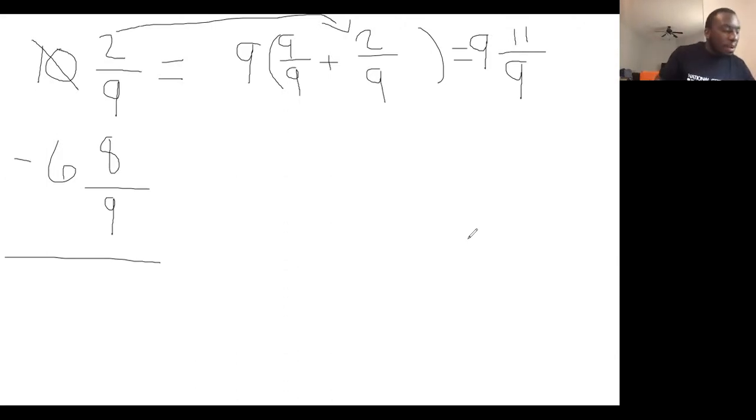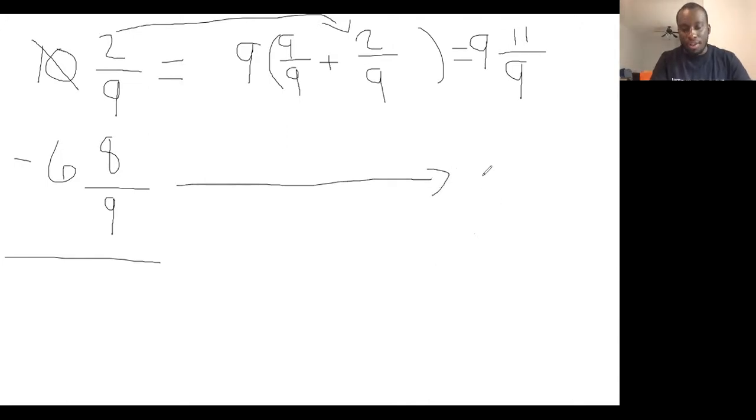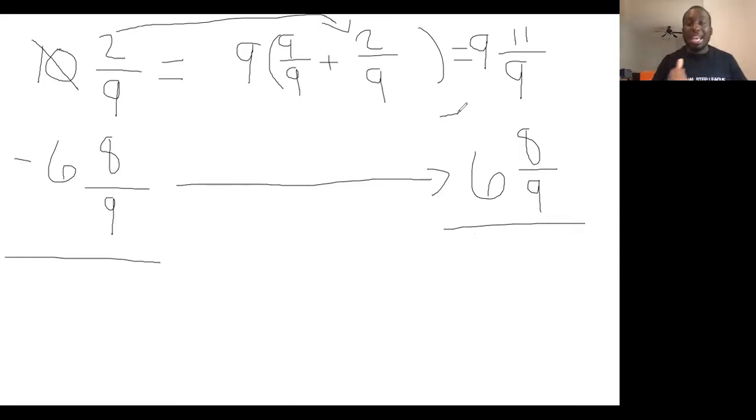Now my step 5 is to move my second mixed number over, which is 6 and 8/9. Now I'm going to subtract. Now my step 6 is to subtract my fractions. 11 minus 8 equals 3.